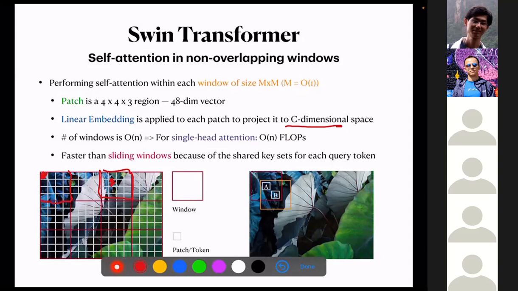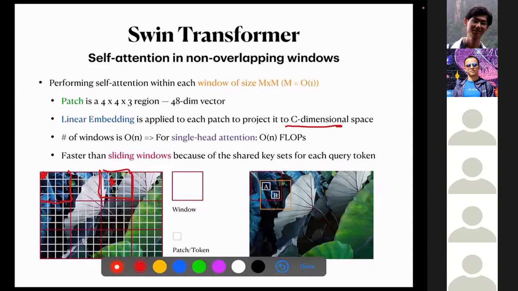Well, the thing is, if the resolution is big, we have more windows, let's say. And inside the window, we have a lot of tokens, right? Each token is basically a C-dimensional vector. The number of tokens within a window is again fixed, and therefore we have a linear Swin transformer, because the number of windows is linear with respect to the number of pixels.